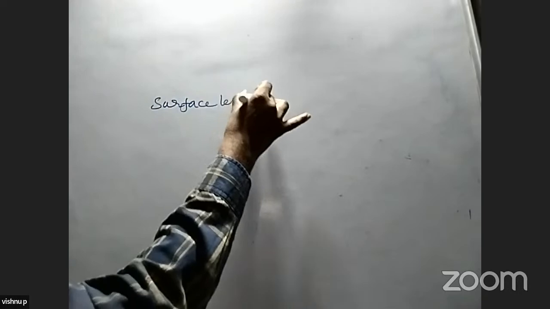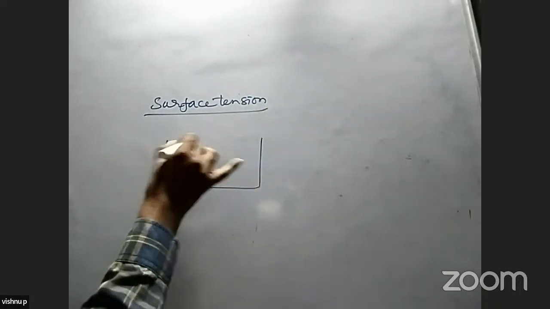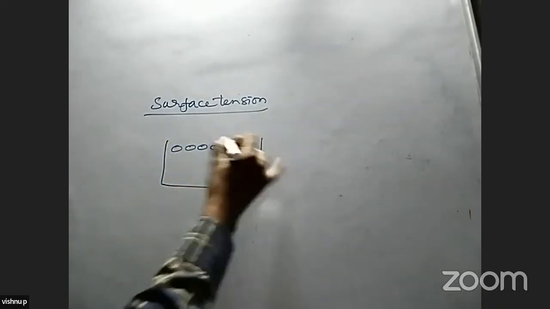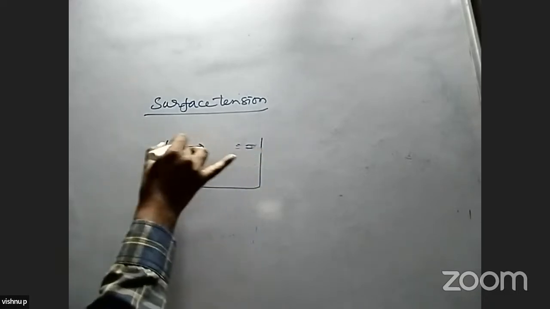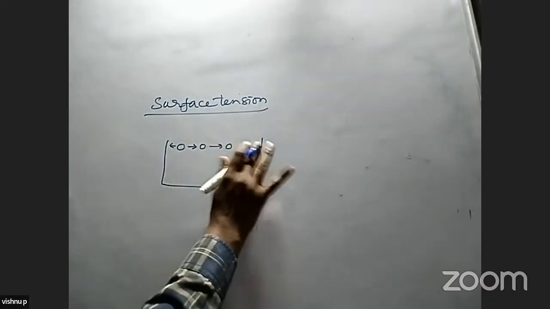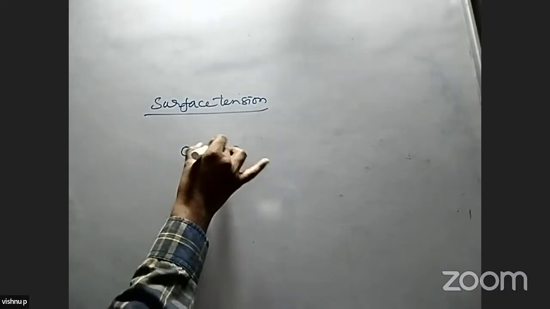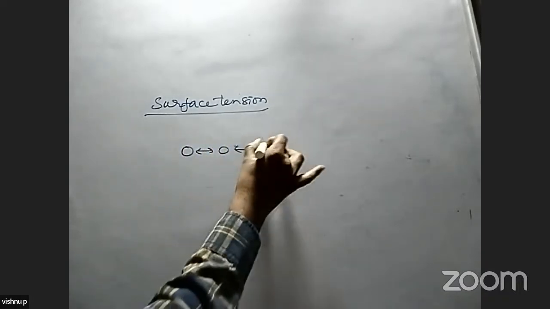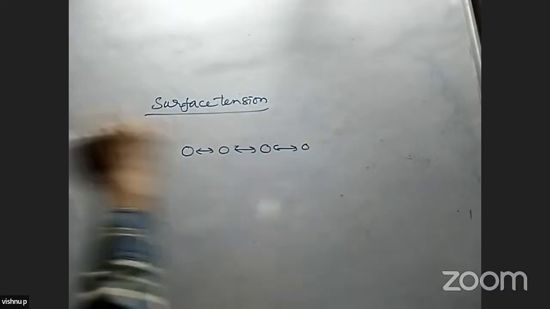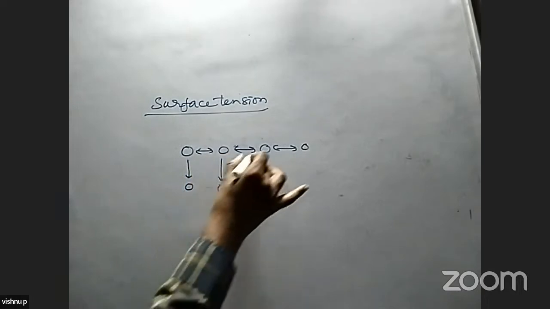The next concept is surface tension. Here we take the example of a liquid. This is the liquid state, and in between is a surface molecule. We know that some attractive forces are present between adjacent molecules. This is a surface molecule, and between adjacent molecules some attractive forces are present. And on the bottom side also, some attractive forces are present from the molecules.